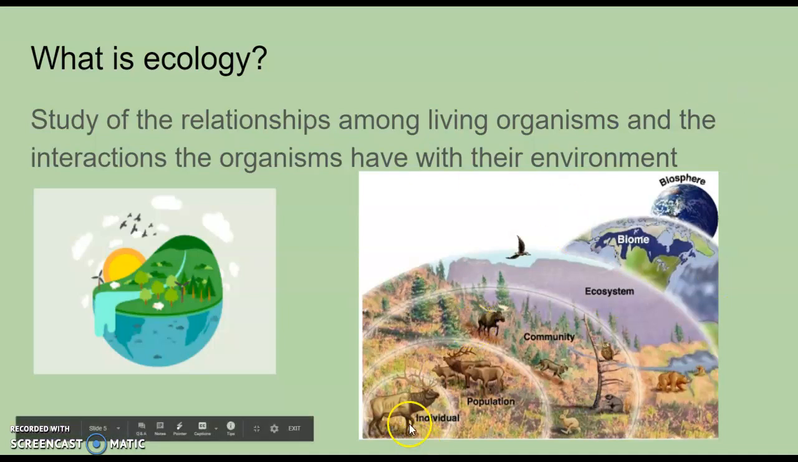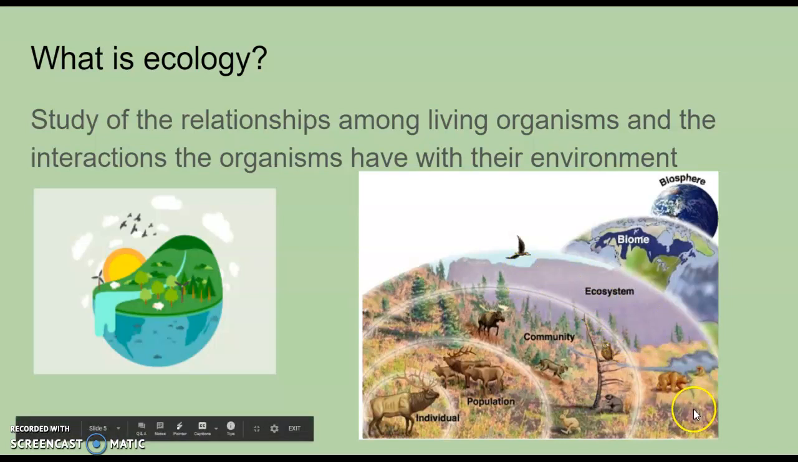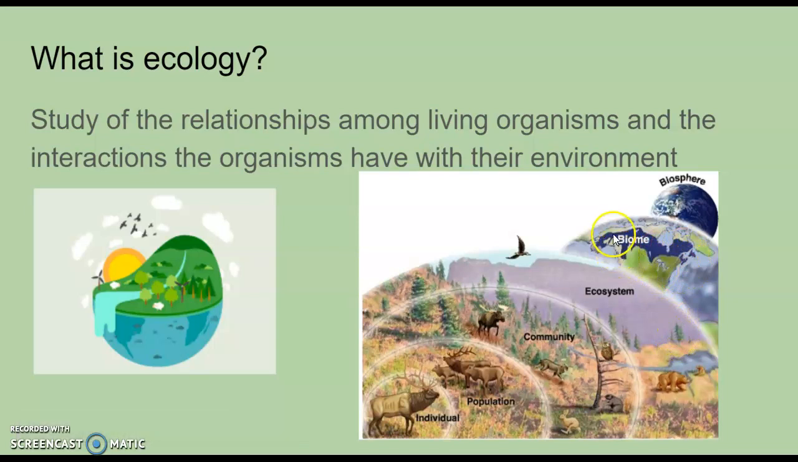This is a great picture. It shows the organization level of ecosystems generally. I have one individual, multiple of those make a population. If I have different species involved, this includes a community. Once those different species are interacting with things like rocks or water that aren't living, that creates an ecosystem. Multiple ecosystems create a biome, and then multiple biomes create a biosphere. So this is our level of organization that we'll be dealing with.